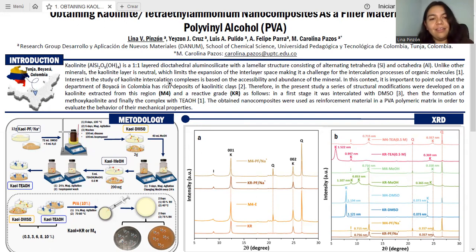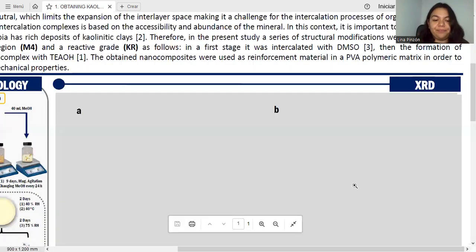Therefore, in this study, a structural modification was made of a kaolinite extracted from the M4 region and a dry Kr kaolinite, with the objective of obtaining nanocomposites to reinforce the PVA polymeric matrix, through the elaboration of cast films and evaluation of their mechanical properties.